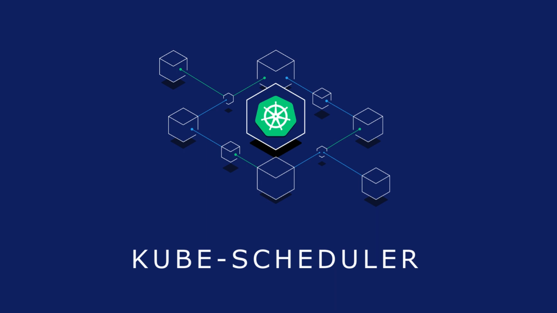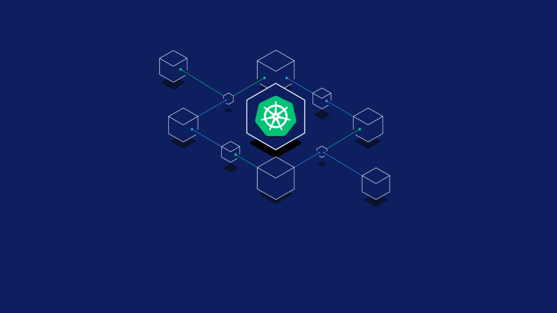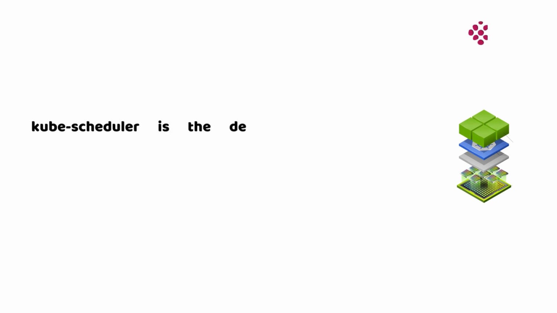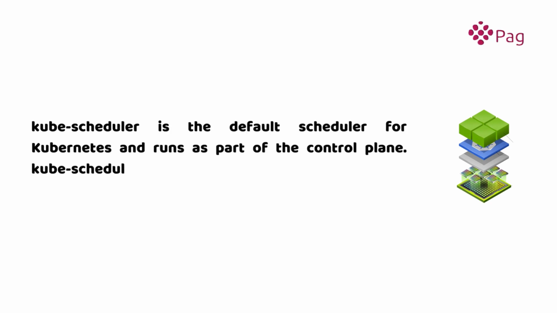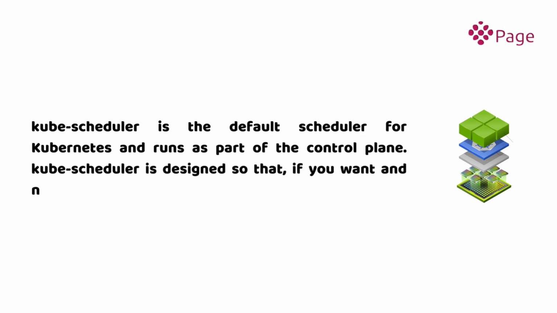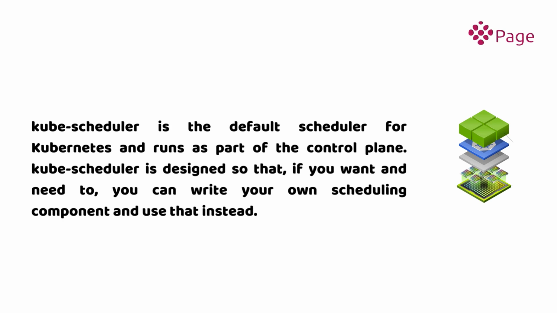Kube-scheduler. Kube-scheduler is the default scheduler for Kubernetes and runs as part of the control plane. Kube-scheduler is designed so that, if you want and need to, you can write your own scheduling component and use that instead.